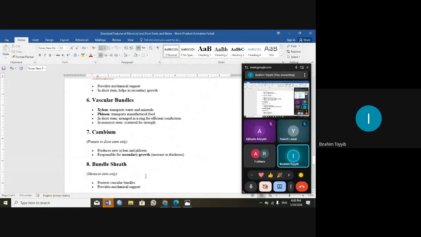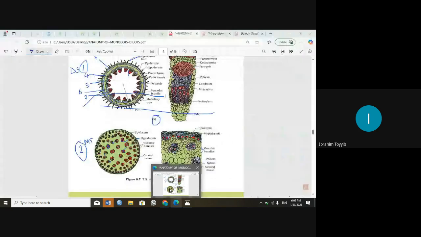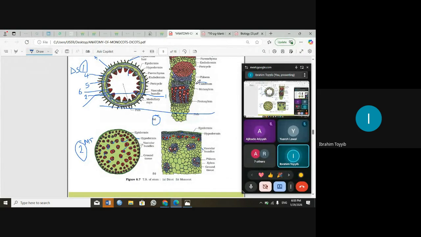So cambium is only present in dicot stem. It produces new xylem and phloem. You can see that we have cambium between phloem and xylem in this structure. Can you see that we have our cambium between the xylem and phloem here?